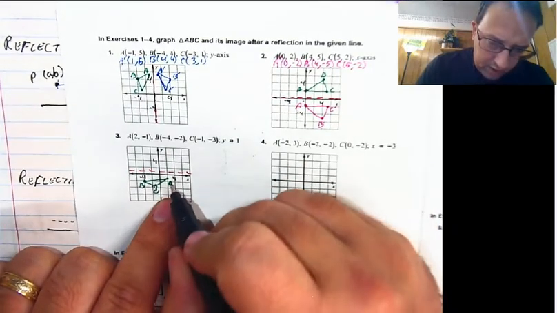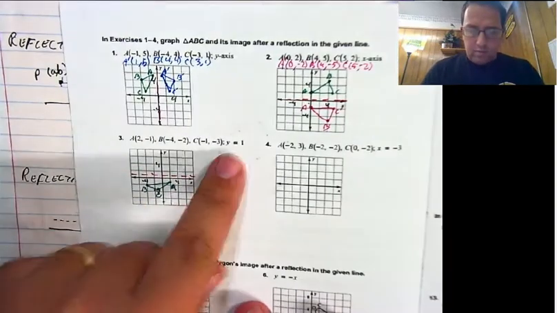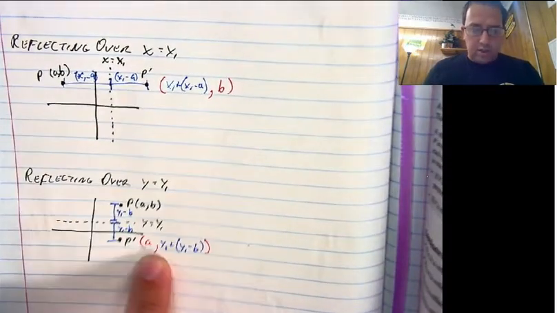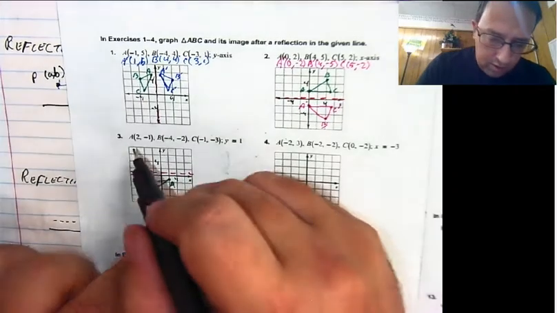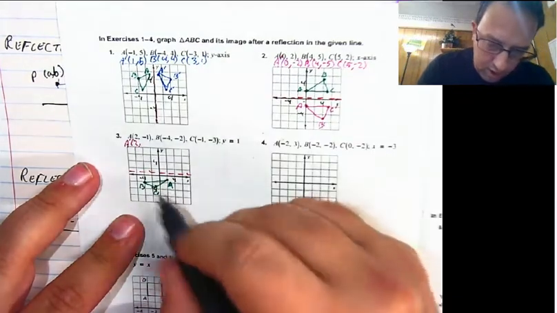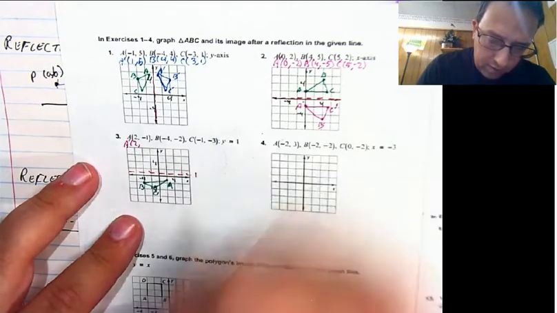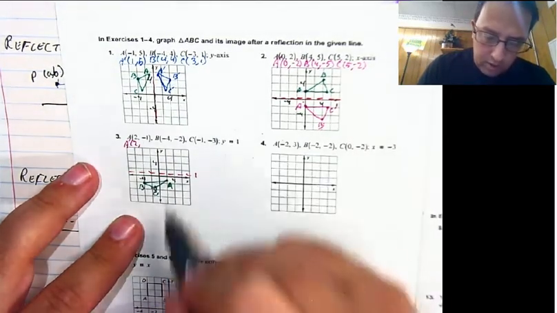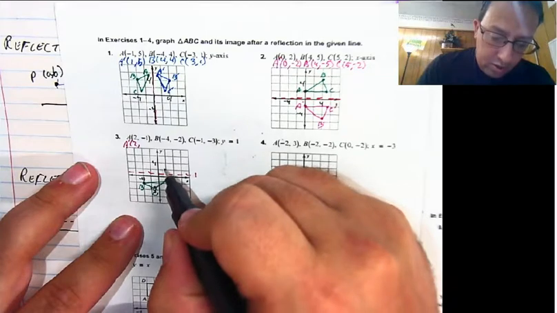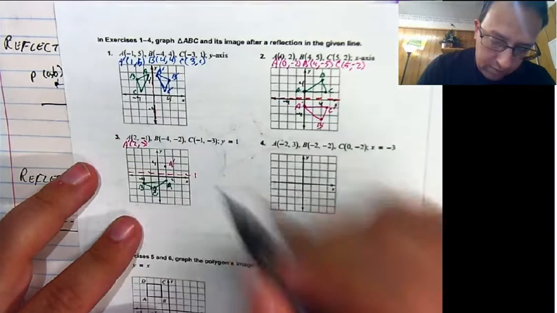A starts off at, let's see here, we're going over y equals 1. So yeah, that means the x values are not changing, we're just changing the y values. Okay, so that means A is going to stay at 2 something, so A prime is going to be at 2 something. Well, let's see, A right now is at negative 1, and we're going over the line y equals 1, right? And so from 1 to negative 1 there is a difference of 2. So that means I need to add 2 on this side, which puts it right there at 3. And there is A prime.